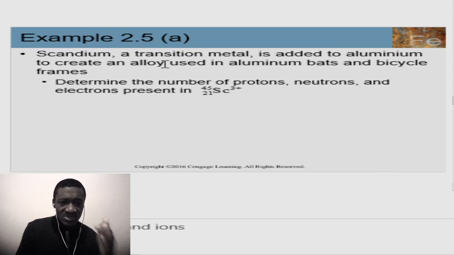So they say we should determine the number of protons, neutrons, and electrons. By now, you should be able to do that off the top of your head, because we know what the number of protons are, just given the nuclear symbol. And this time the nuclear symbol has an added value which shows us the charge. So my first question is, is that a cation or an anion?